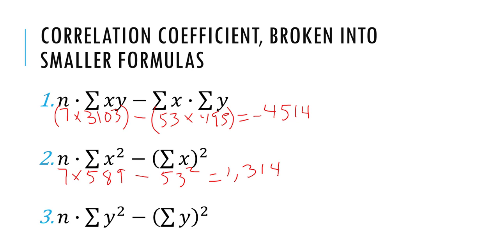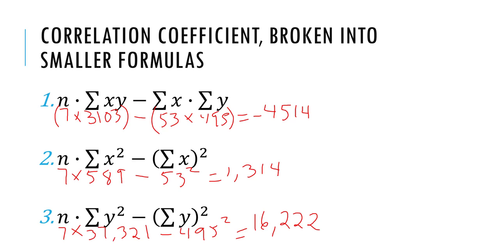For number 3, n is still 7. We're going to multiply this by the sum of the y squared, which is 37,321, and subtract the sum of y, which was 495, to the second power. When you type it into your calculator, you're going to get 16,222.